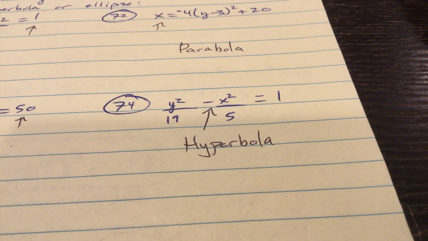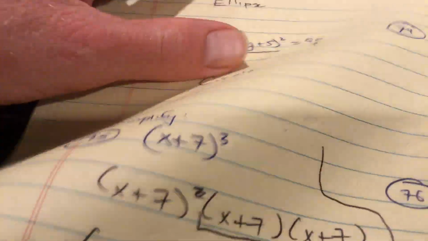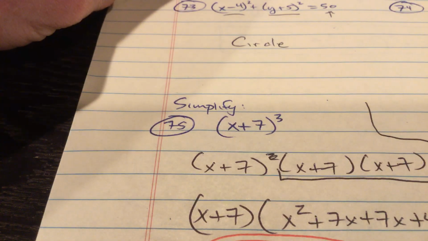x squared and y squared are being divided by something. It equals 1. There's a minus sign in between. It's a hyperbola. Yes, do show all this work on 75.